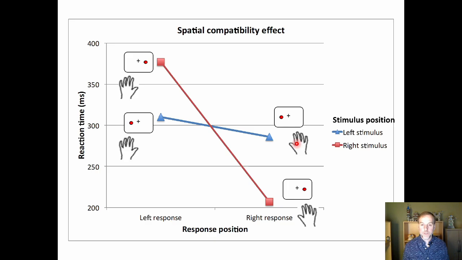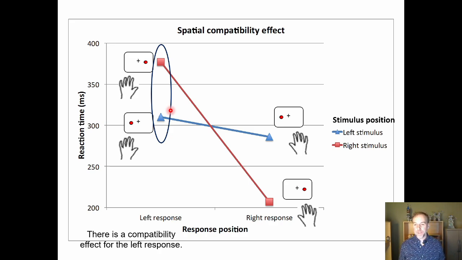What about something a little different? Ooh, what about a tilted X? So let's look at the left. So on the left, yep, the ipsilateral condition is faster than contralateral. So yes, we have a compatibility effect for the left response.